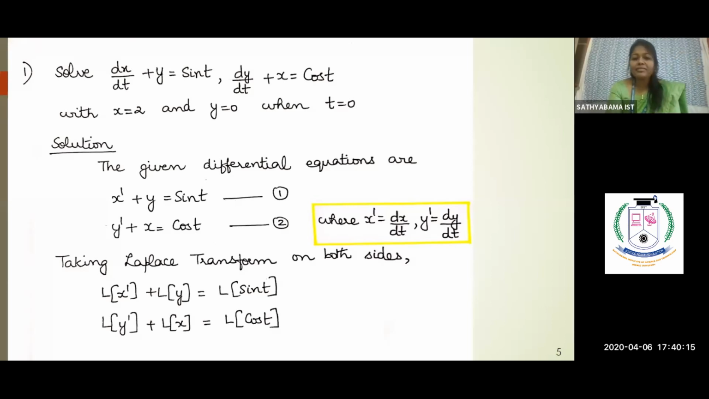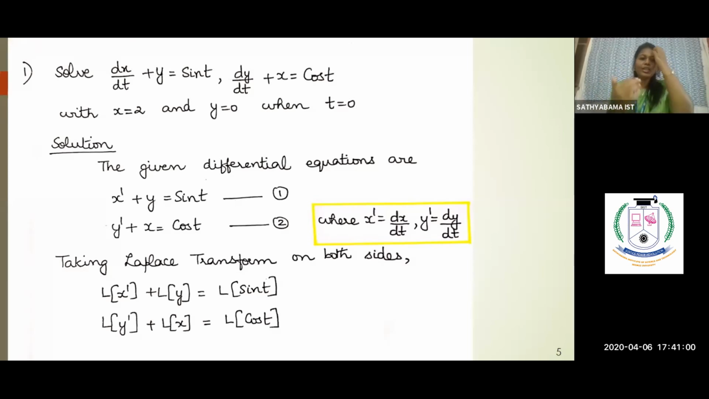Now the question says solve. So what are you supposed to do? You're supposed to find the values of x and y which satisfy the 2 given differential equations. Have you understood? So this is the objective of the problem. What is your aim? Your objective is to find the values of x and y which satisfy the given differential equations. So I hope you've understood what we're going to do here basically. We will be given two differential equations simultaneously. We will be asked to solve, which means we will find x in terms of t and y in terms of t.